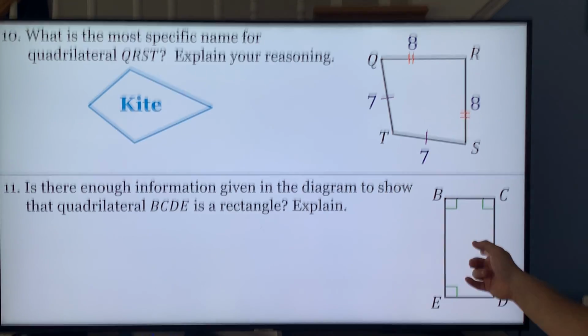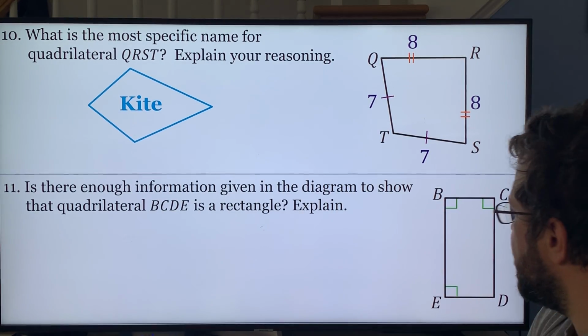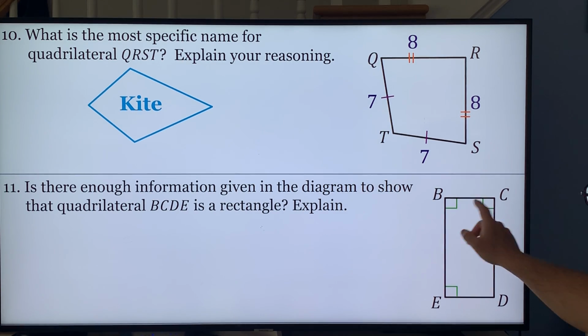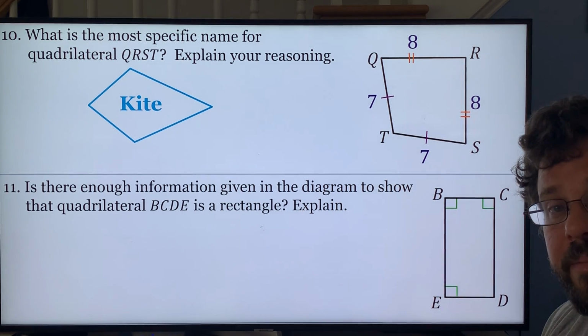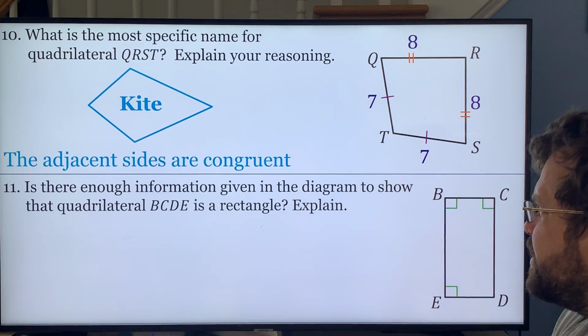Is there enough information in this diagram to show that it is a rectangle? Well, we're only given 1, 2, 3 right angles, so the answer is no, right? Not necessarily.